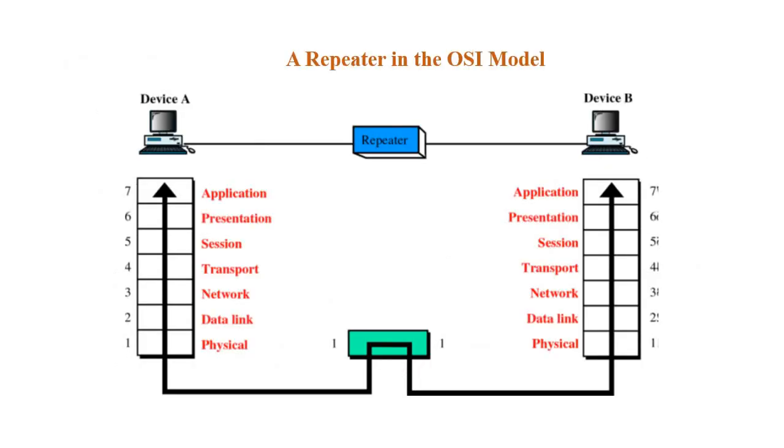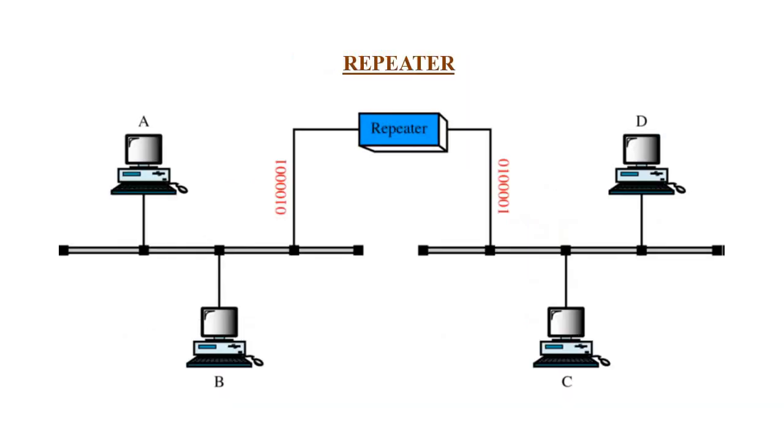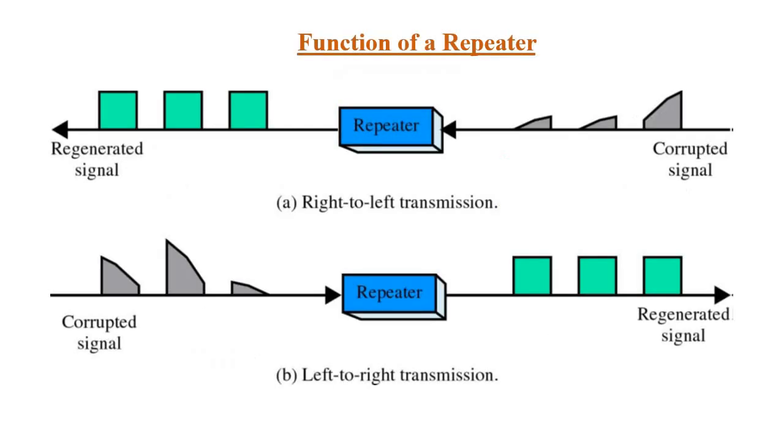So that is a diagram for a repeater in the OSI model. The repeater is placed between device A and device B. The repeater is working on the physical layer alone in the OSI model. So that is a repeater. The repeater is connecting two different LANs. A and B is one LAN network, and D and C is another LAN network. They are connected by the repeater.